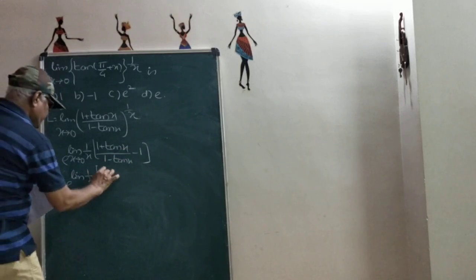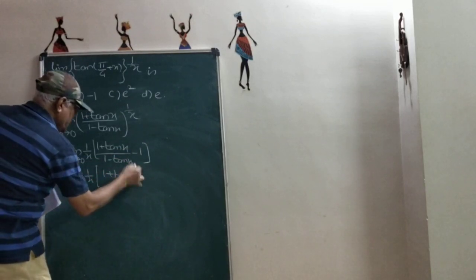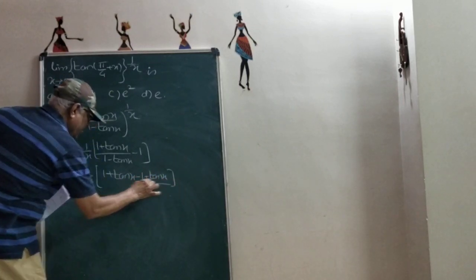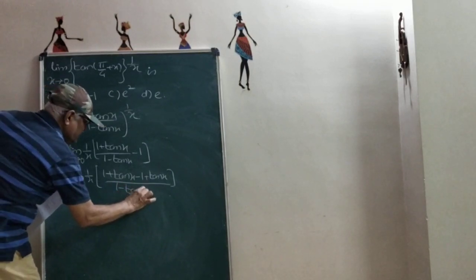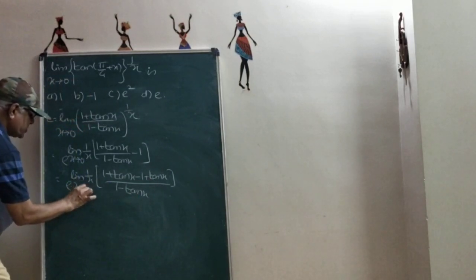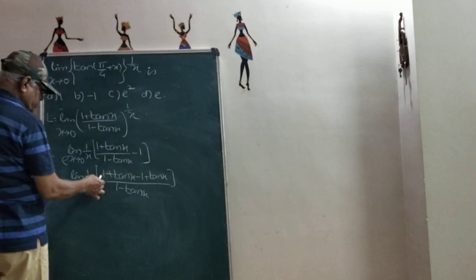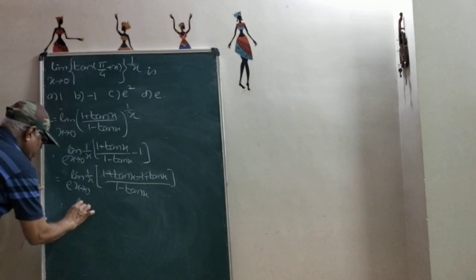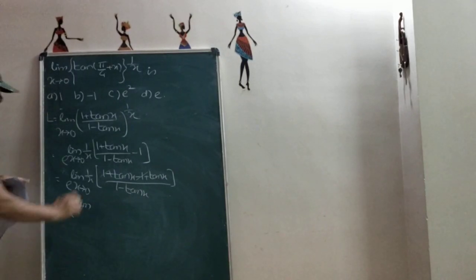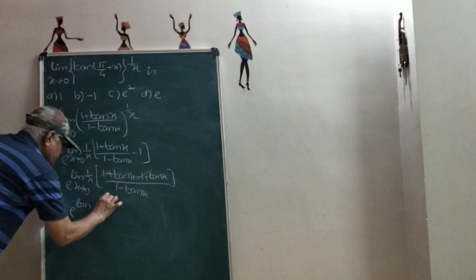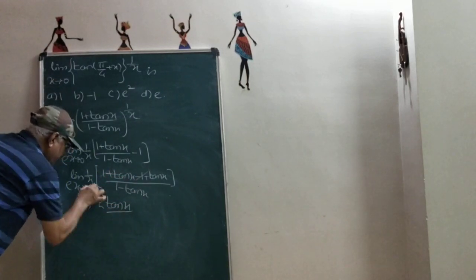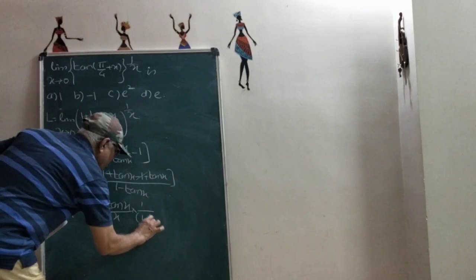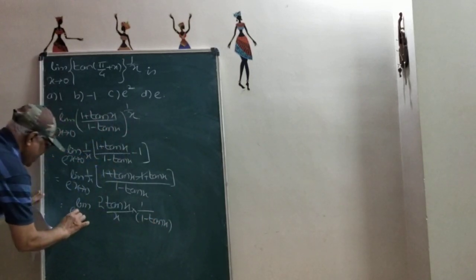Now let me simplify this. 1 plus tan x minus 1 into this term, minus 1 plus tan x, divided by 1 minus tan x as x tends to 0. Now let me simplify this expression. Plus 1 and minus 1 get cancelled. So that is equal to e raised to limit of tan x plus tan x, it is 2 times tan x, into 1 upon x, and into 1 divided by 1 minus tan x as x tends to 0.